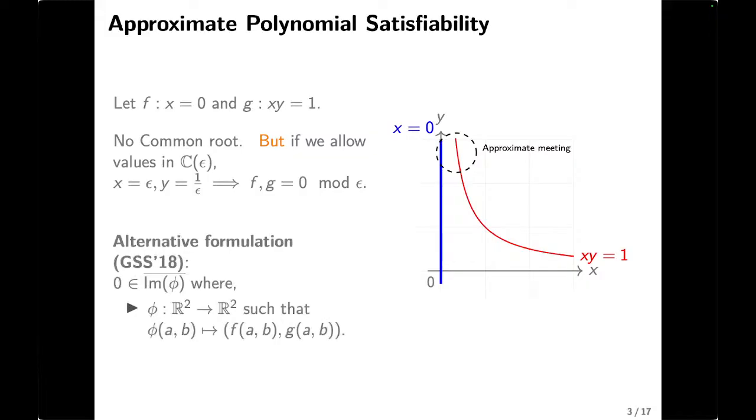This problem was first introduced by Guo, Saxena, and Sinhababu in a paper in 2018. They had efficient algorithms for this problem, and they showed that it could be used to construct efficient hitting sets for VP bar. They also showed that, similar to the exact case, this has an alternate formulation where you look at whether the origin lies in the closure of the image, instead of simply the image.